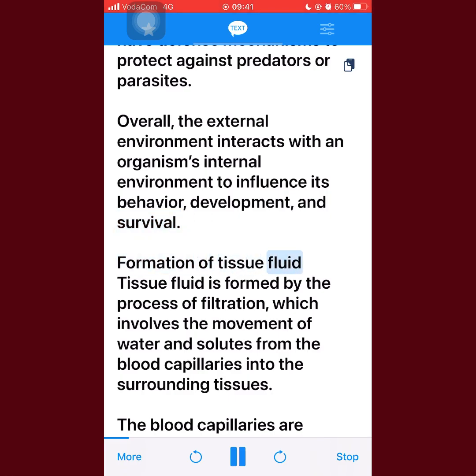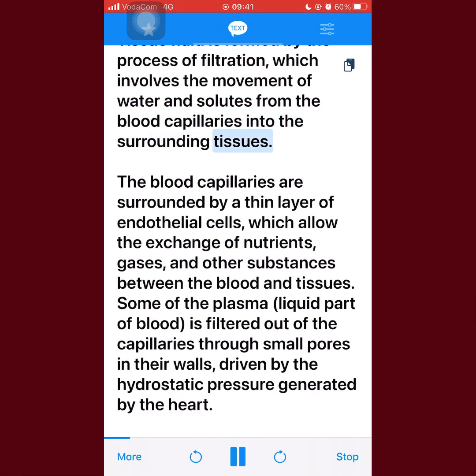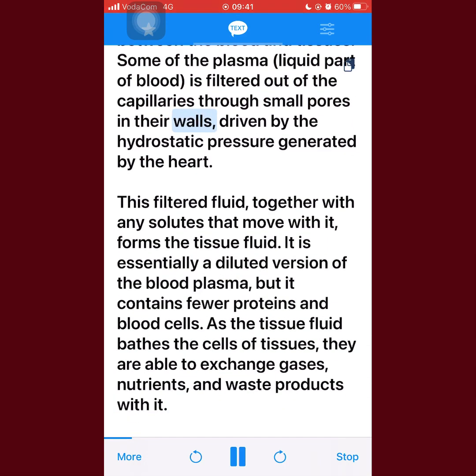Formation of tissue fluid. Tissue fluid is formed by the process of filtration, which involves the movement of water and solutes from the blood capillaries into the surrounding tissues. The blood capillaries are surrounded by a thin layer of endothelial cells, which allow the exchange of nutrients, gases, and other substances between the blood and tissues. Some of the plasma, the liquid part of blood, is filtered out of the capillaries through small pores in their walls, driven by the hydrostatic pressure generated by the heart. This filtered fluid, together with any solutes that move with it, forms the tissue fluid. It is essentially a diluted version of the blood plasma, but it contains fewer proteins and blood cells.